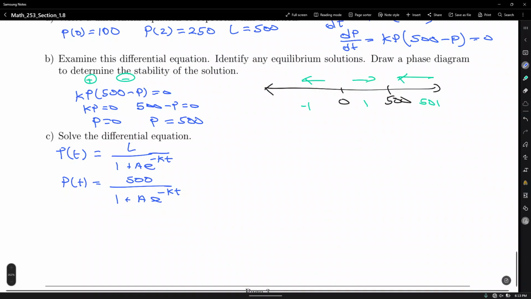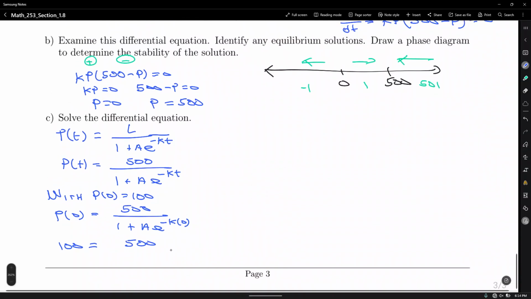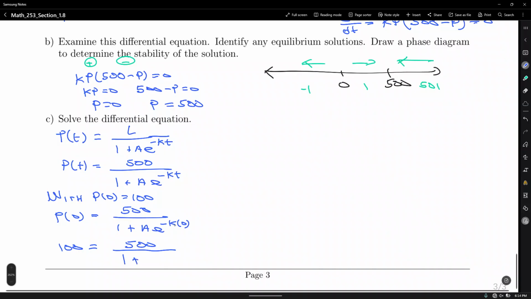All right, so with P of 0 equals to, what is that? Is that equal to 100? That means P of 0 equals L, which is 500, over 1 plus A, we don't know what A is, e to the negative k times 0. And that equals 100. Equals 500 over 1 plus, e to the 0, which is 1, times A, that equals A.